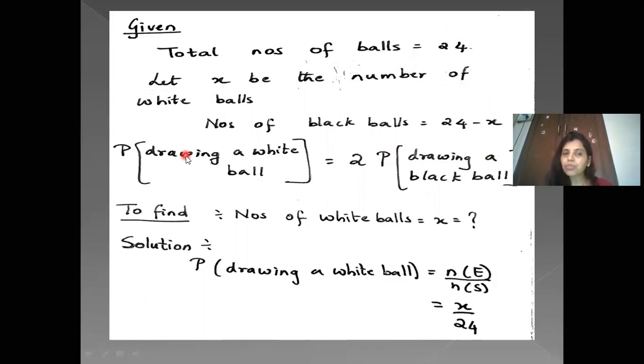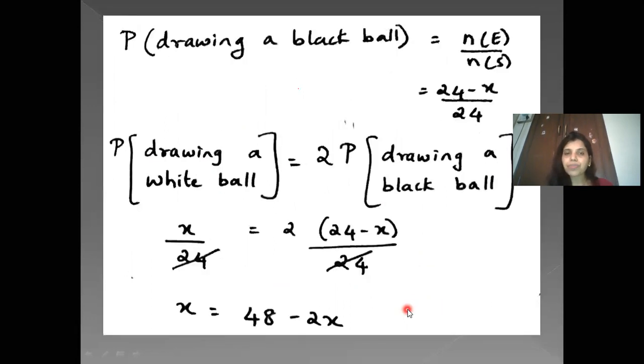Okay, children. Now the probability of drawing a white ball is twice the probability of drawing a black ball. So the number of white balls is equal to X. We have to find that. Now the solution: probability of drawing a white ball is equal to number of events upon number of sample space. Number of events will be X. Because that relation is given to us, we'll have to substitute that value and then find the value of X. So X upon 24 is the probability of drawing a white ball.